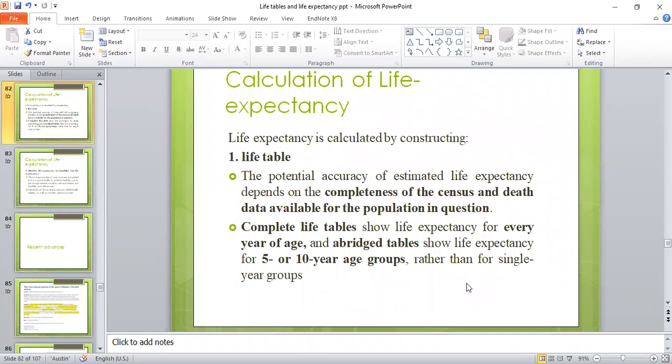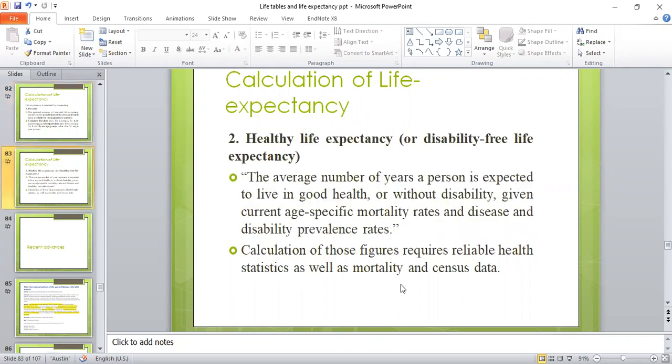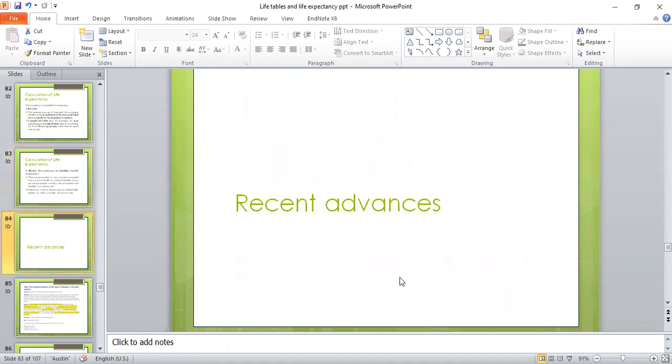Calculation of life expectancy. You can calculate life expectancy by life tables, and its accuracy totally depends on the complete length of census and death data. There may be a complete life table or an average life table. You can also calculate health life expectancy or disability-free life expectancy, which is the average number of years a person is expected to live in good health or without disability, given current age-specific mortality rate, disease and disability prevalence rate. Calculation of those figures requires reliable data, statistics, errors, mortality or census data.